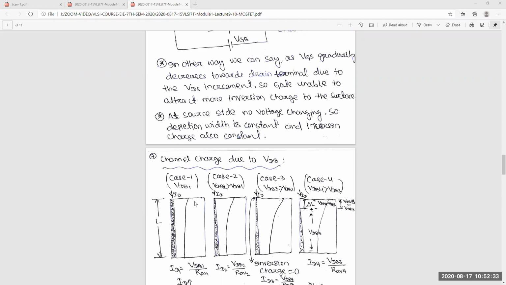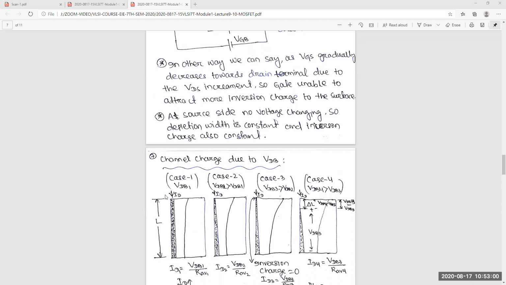Here you can see, this is your ID. This terminal is your drain. This terminal is source. Electrons are flowing in this direction, that means current will flow in this direction, from higher potential to lower potential. This is your higher potential, this is your lower potential. Current will flow. So this is one path.